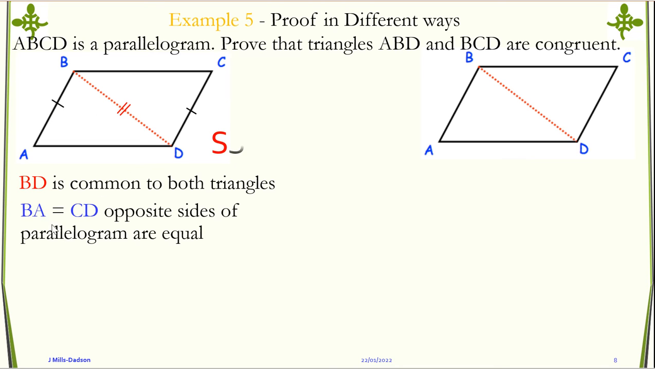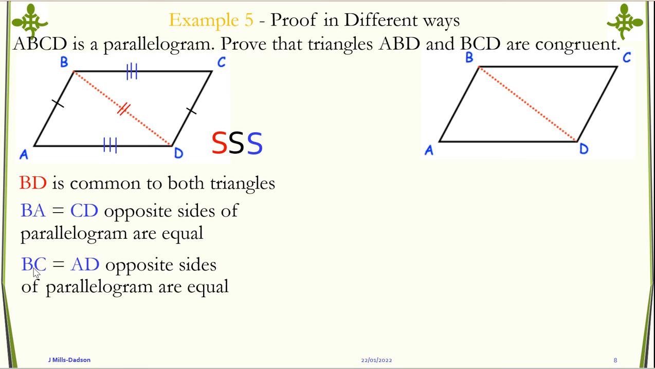Then we have BA equal to CD, because opposite sides of a parallelogram are equal. So that's also a side. Then we also have BC equal to AD, also opposite sides equal. So we can say triangle ABD is congruent to triangle BCD by the condition side, side, side. So that's the first way of proving the congruence of these two.